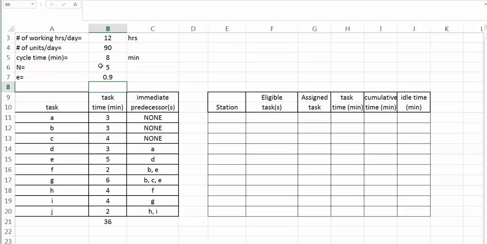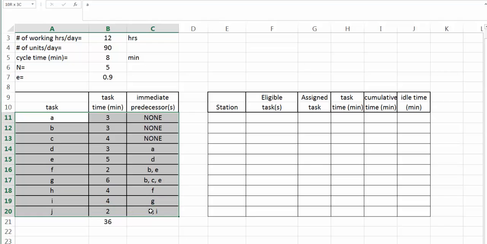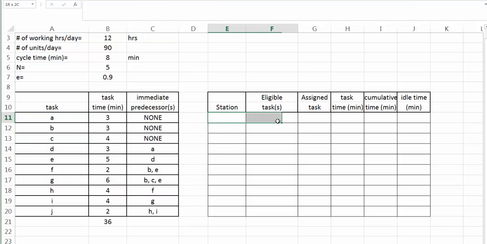Now let's look at the most complicated part of this problem, task assignment. In this table, we have the original information. On the right hand side, this is my task assignment table. Let's look at station 1 first. What are the eligible tasks? Let's take a look.